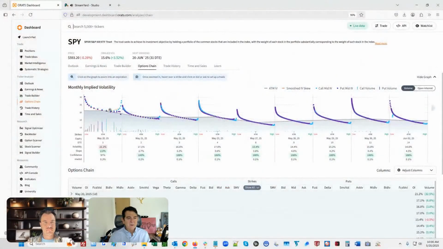So SPY probably isn't the best example, but this orange line is our smoothing line. What that means is we get the cyan, which is call implied volatilities, and purple, which is put implied volatilities, and we line them up. We have a ton of information on the S&V calculation, but lining those up, getting the right interest rates and the right dividend assumptions, is a very important part of that.